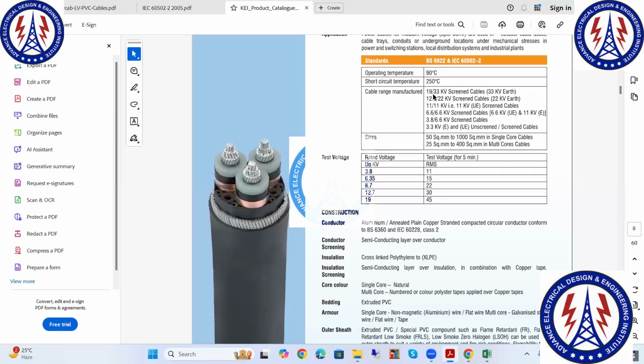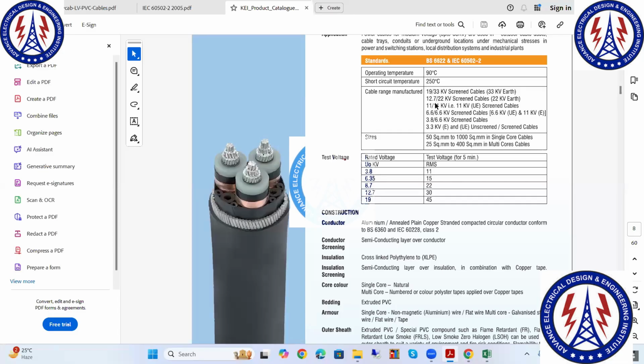Now, this is the voltage grade. One is the 19/33. 19 means it is the voltage grade between phase to earth. Means phase is this and earth is this. So between this, the insulation is designed for 19 kV. And this 33 means phase to phase. So insulation is designed for this voltage between phase to phase. Whenever it's an earthed cable, phase to earth is 1/√3 of the phase to phase.